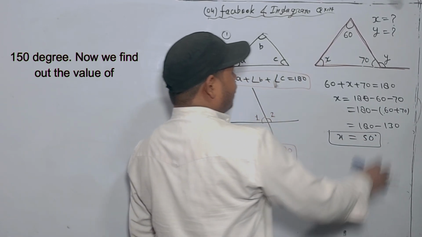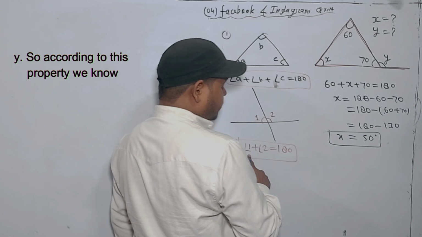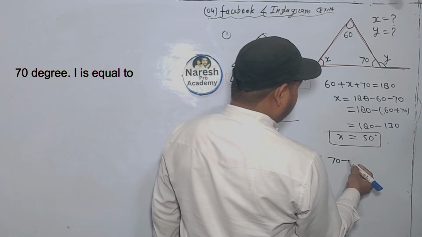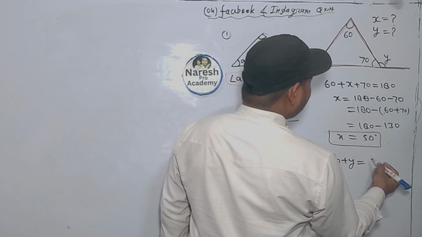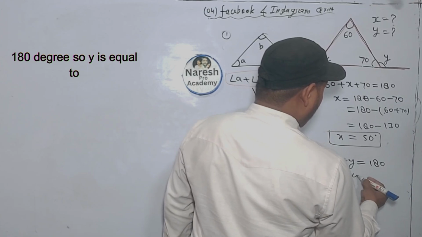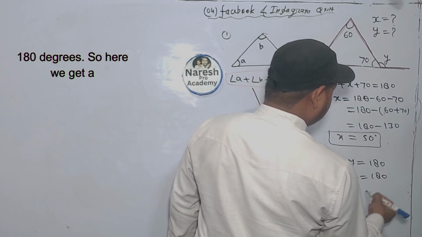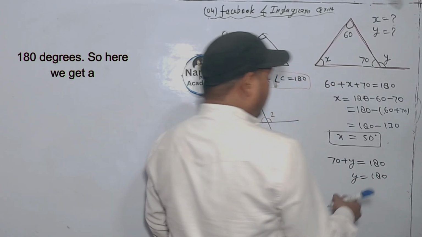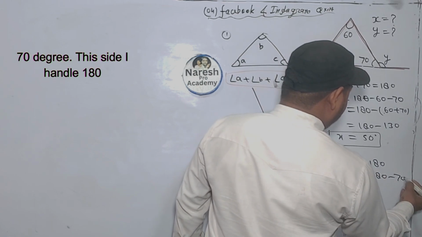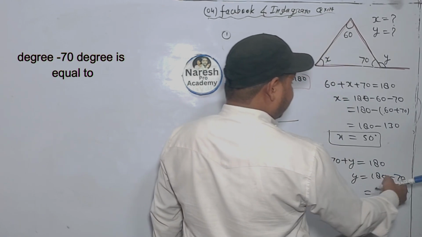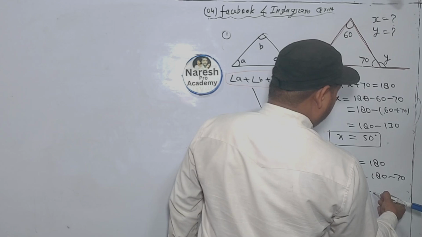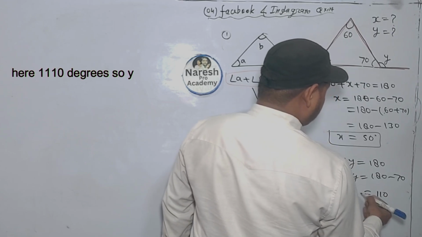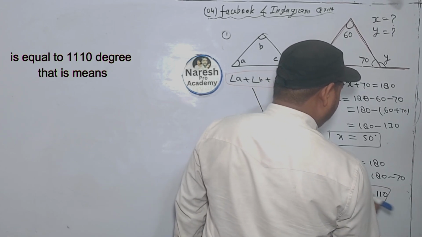Now we find the value of y. According to this property, we know 70 degrees plus y is equal to 180 degrees. So y is equal to 180 degrees minus 70 degrees, which is equal to 110 degrees. So y is equal to 110 degrees.